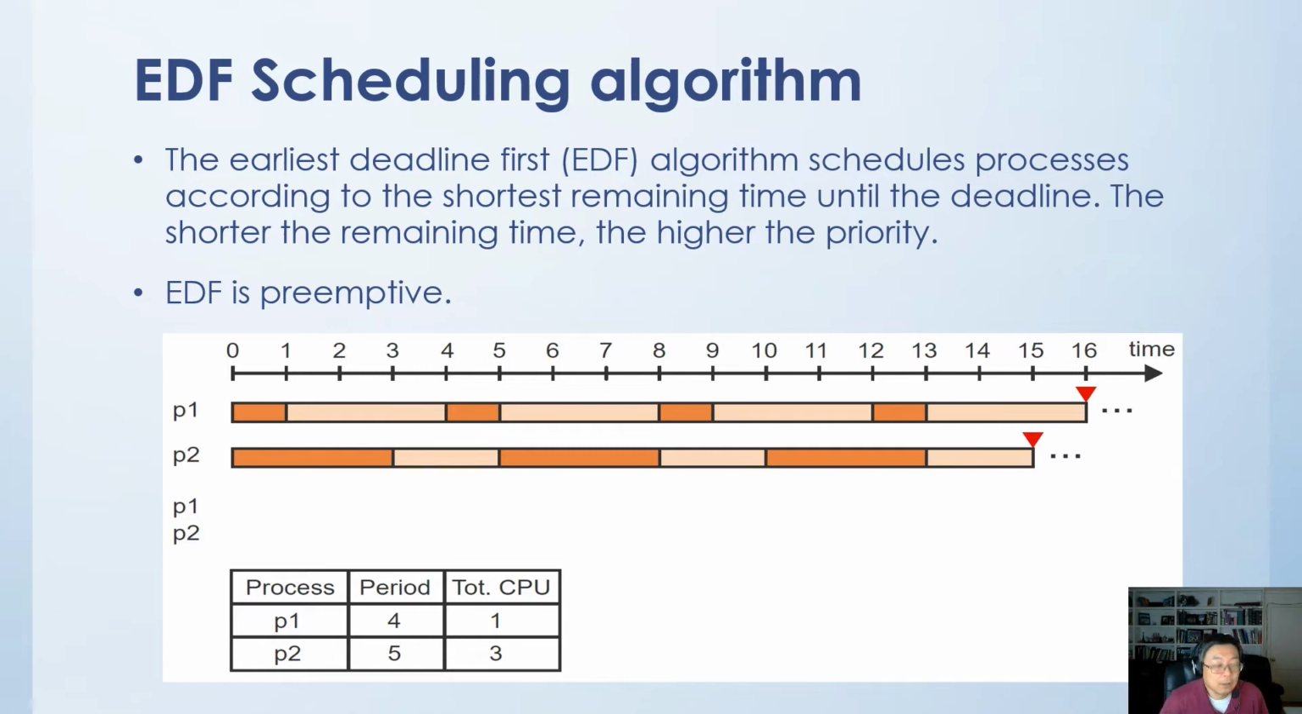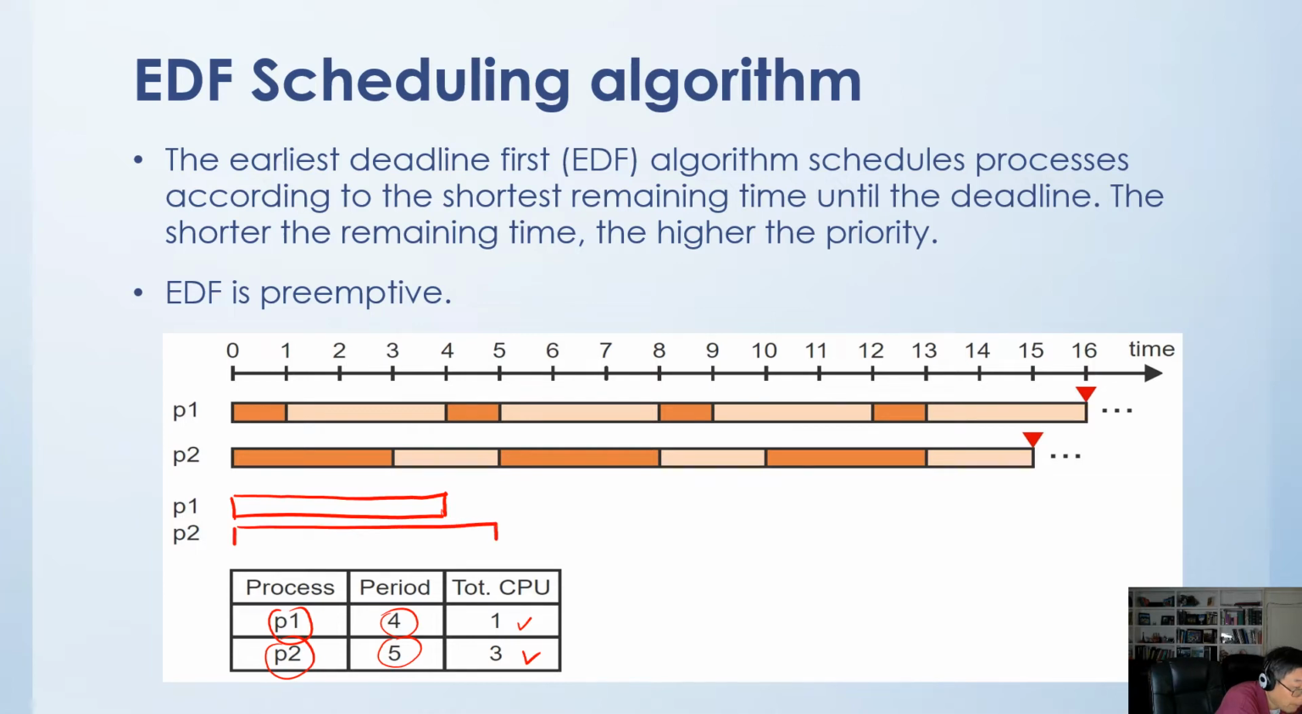Now let's take a look at each case. Again, we're going to use the same processes, P1 and P2. Process 1 has a period of 4, process 2 has a period of 5. Now the total CPU for P1 is 1 for each computation, and for P2 it is 3. Okay. Now, suppose both process 1 and process 2 try to compete for the CPU. Process 1 has a period of 4, process 2 has a period of 5, right? Now, in this case, both processes haven't started yet, right?